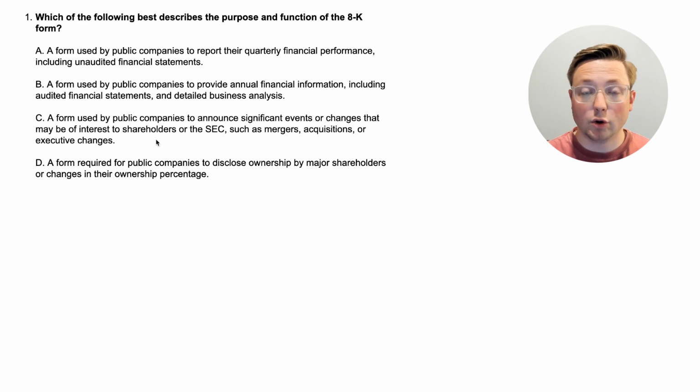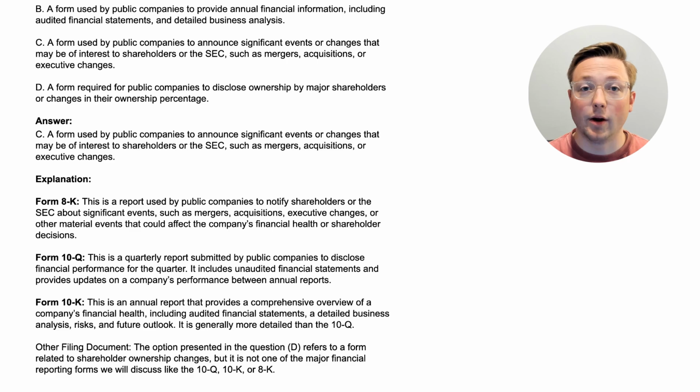Okay, so again, if you know what the 8K is, you have already picked out what the correct answer is. If you don't know what the 8K is, that's okay. We're going to go straight to the answer, and we're going to learn what each of these forms is to start the video. All right, here we are. The answer is C, a form used by public companies to announce significant events or changes that may be of interest to shareholders or the SEC, such as mergers, acquisitions, or executive changes.